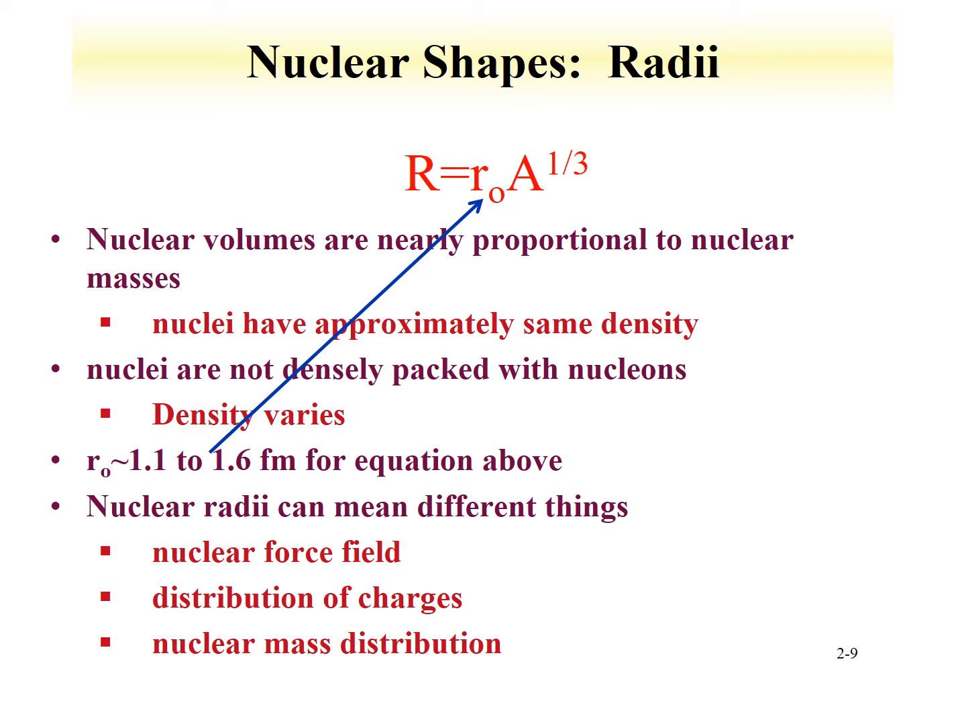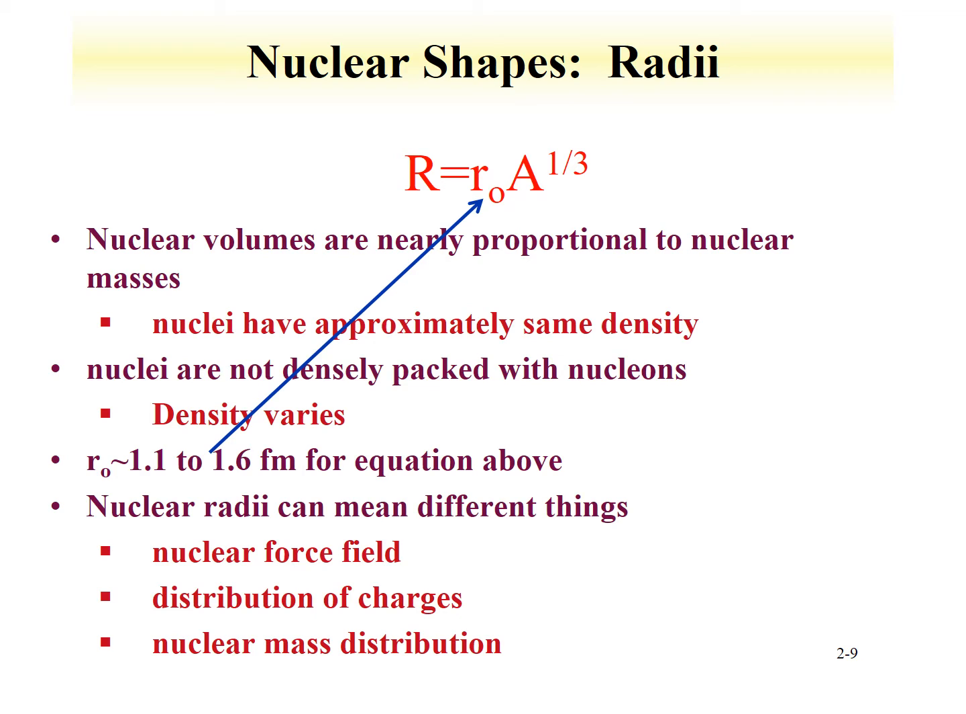But what it actually turns out is that nuclei are not densely packed with nucleons, that packing varies, so the density is going to vary. So we have an equation that talks about the radii, and it's pretty simple. There's a constant times A to the 1/3. So as I add more neutrons and protons, the radius is going to increase. But what it increases by, this term R naught, can vary from 1.1 to 1.6 femtometers for the equation above. So that variation has to do with the areas and type of isotopes that are examined.